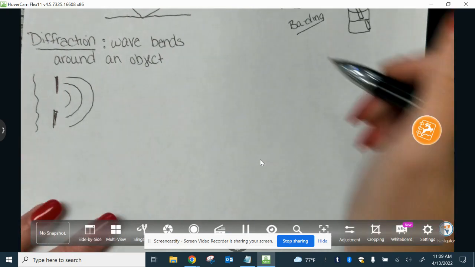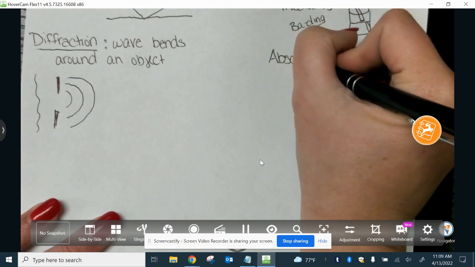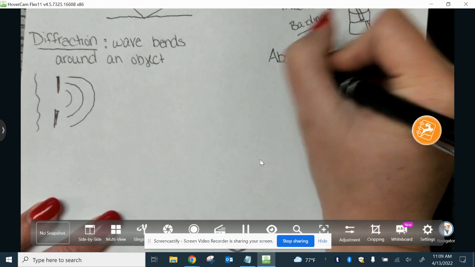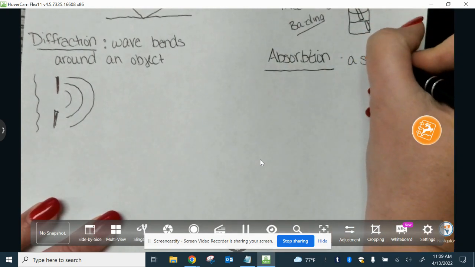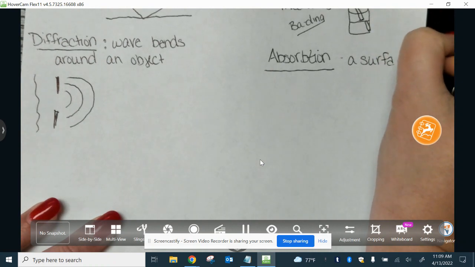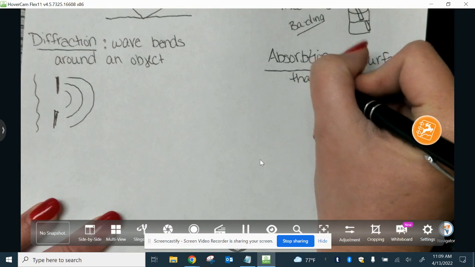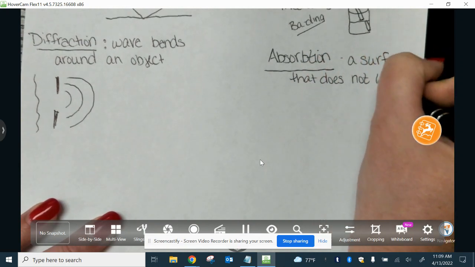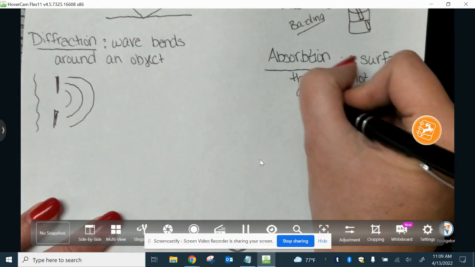Absorption. This is when a surface does not let a wave pass.